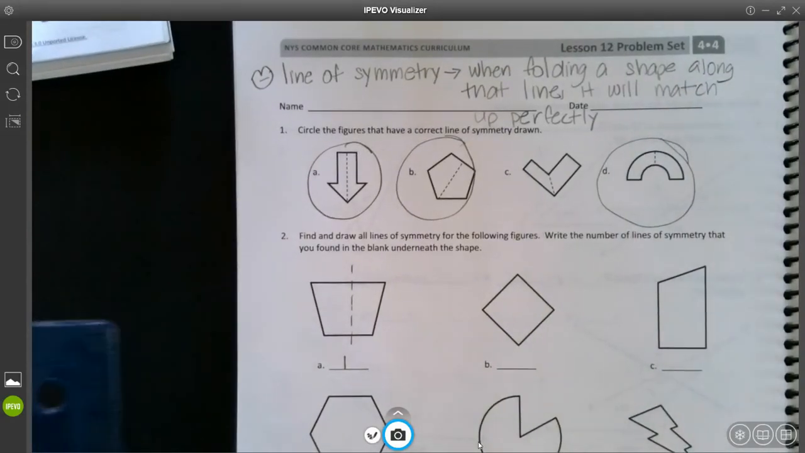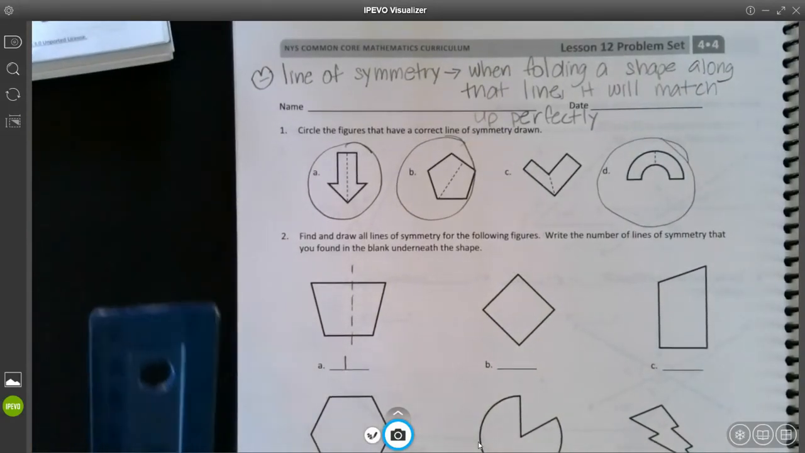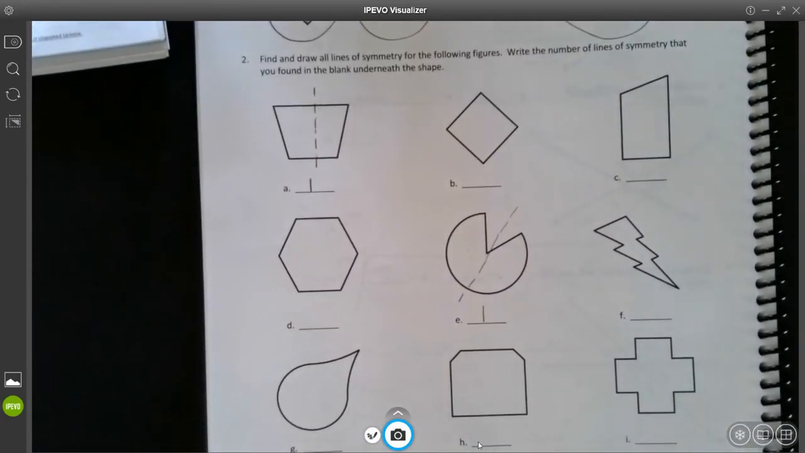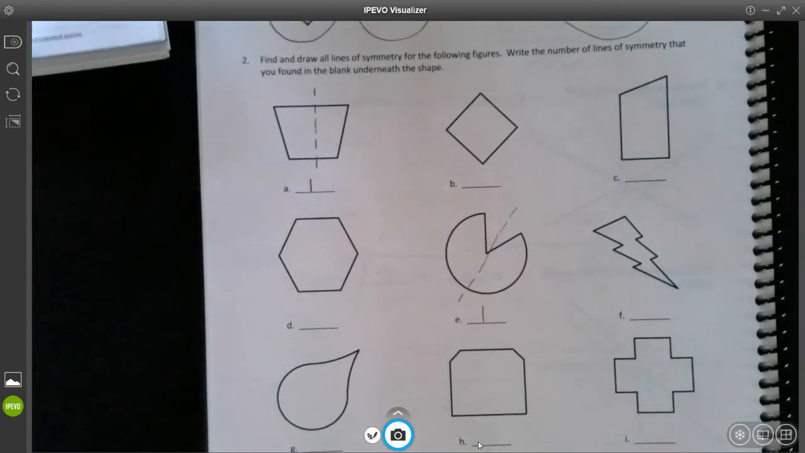What about, let's skip over to E. I'm going to let you go ahead and do the rest on your own. You'll just experiment, draw some lines, and see how many lines are lines of symmetry. How many lines where if you folded the shape along that line, it would match up perfectly.